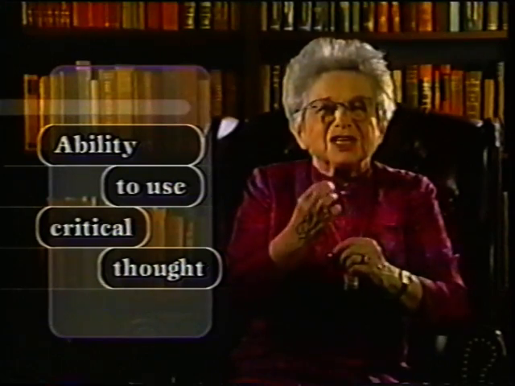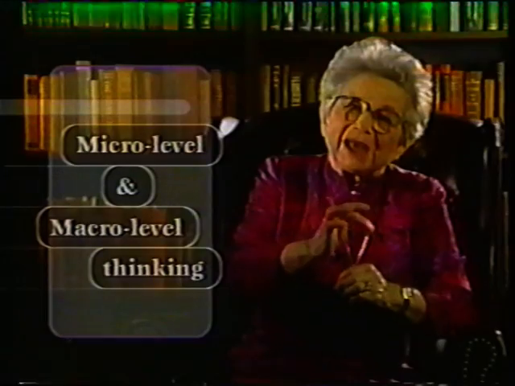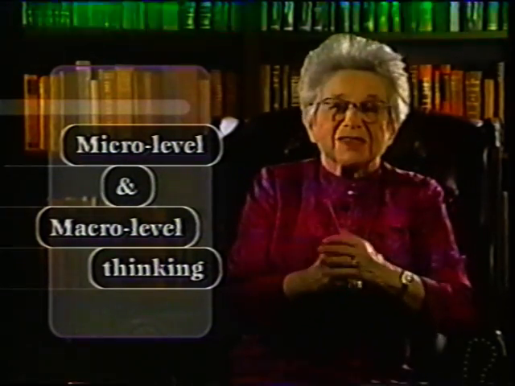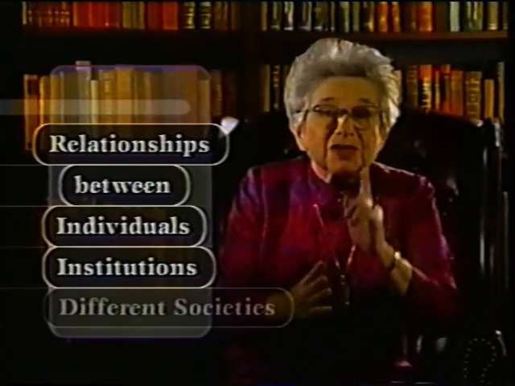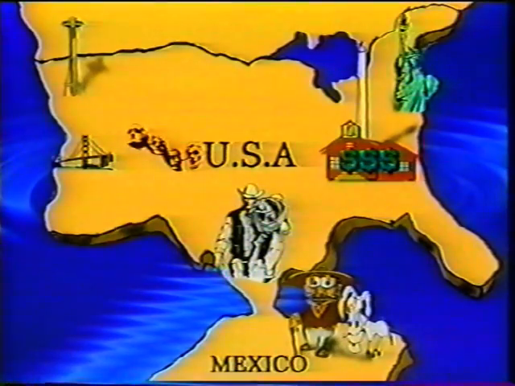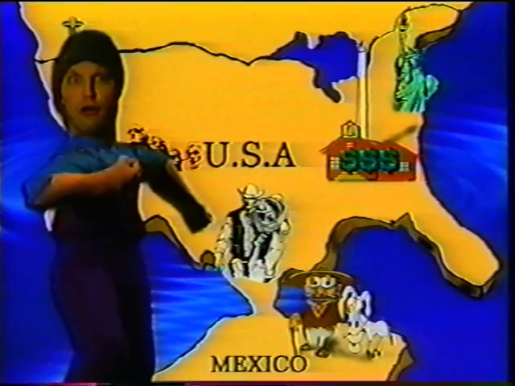Ability to use critical thought. How? Well, the combining of micro and macro level thinking will help you put relationships between individuals and institutions and even different societies into perspective. Want an example? Okay. How does the relationship between the U.S. factory worker and Latin American economies affect this worker's relationship with his child?